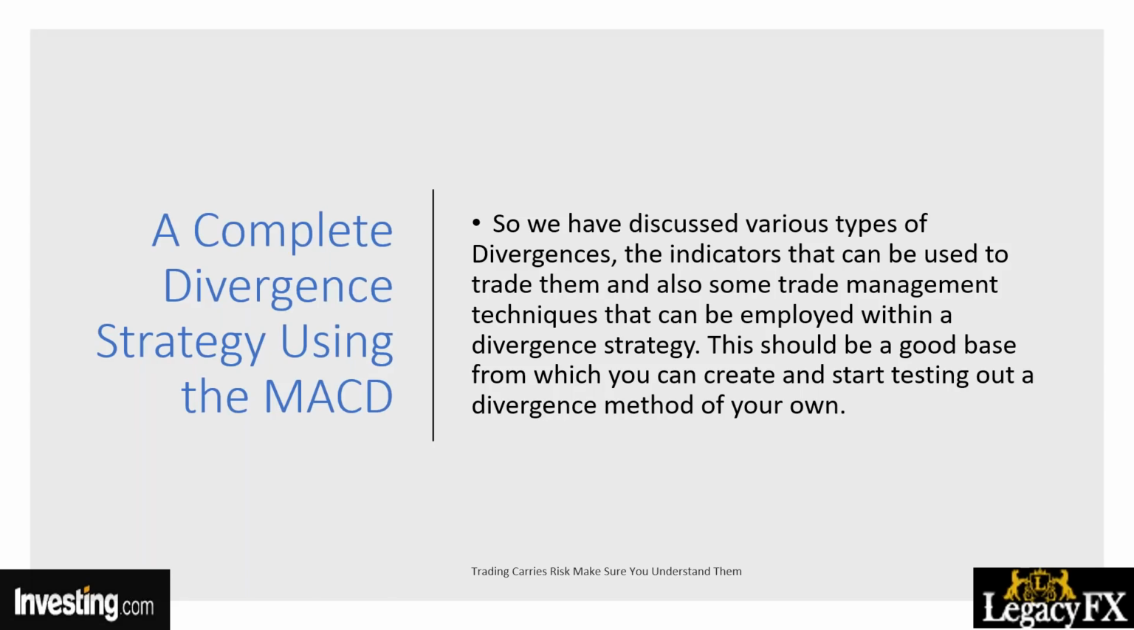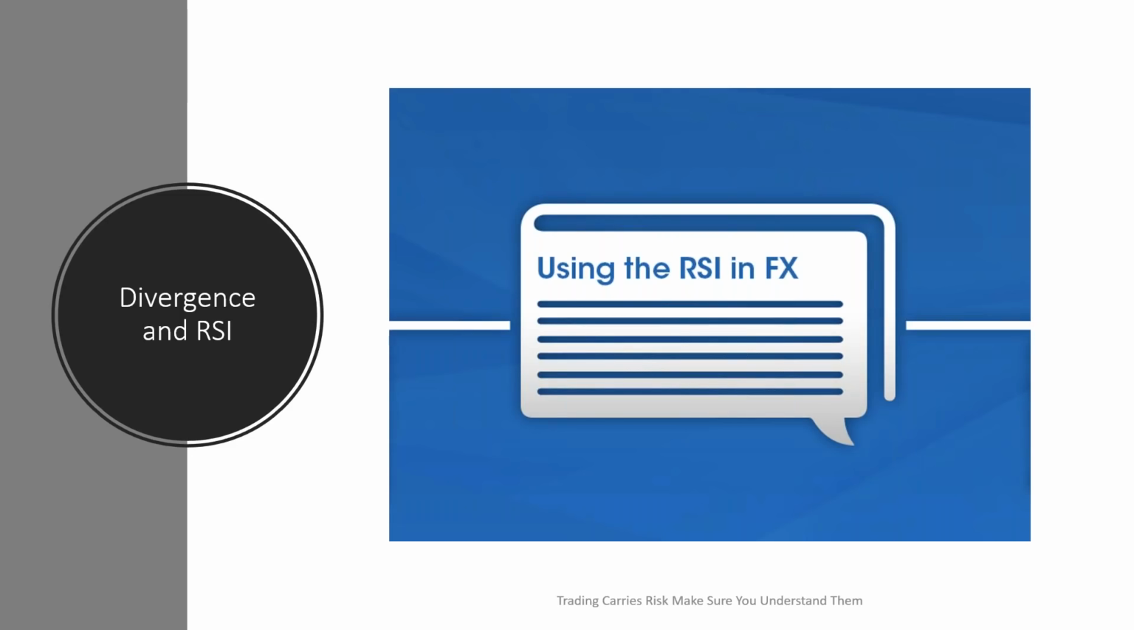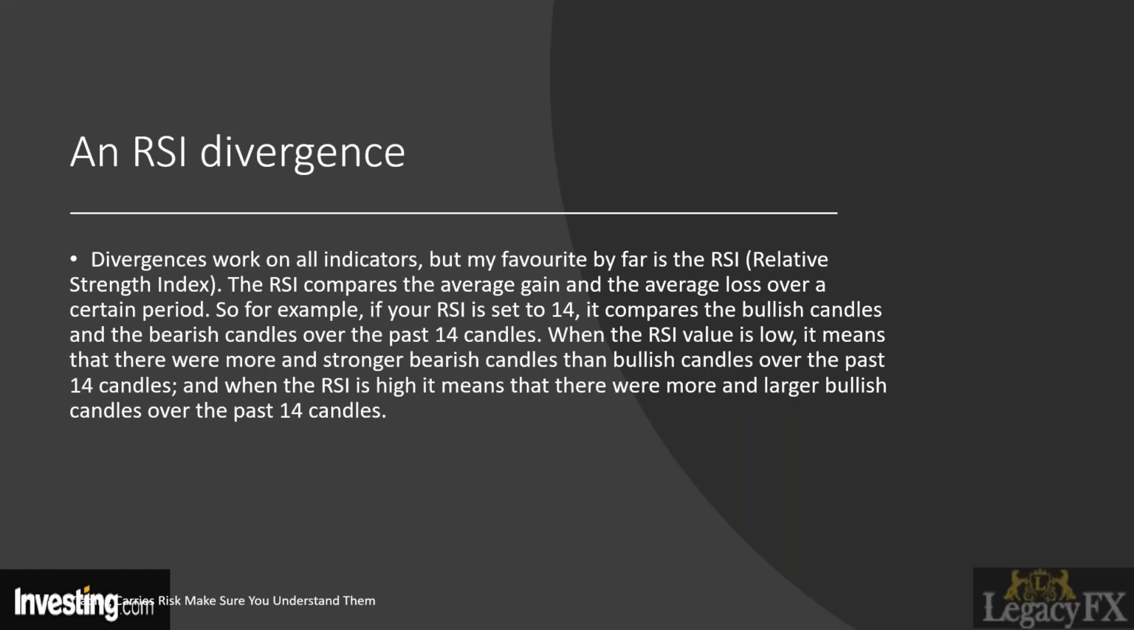So we discussed various types of divergence, the indicator that can be used to trade them all, and also some trade management techniques that can be employed within a divergence strategy. This should be a good base from which you can create and start testing out a divergence method of your own. Now, in the handout and also in the presentation, we discussed using MACD with RSI, and they are a very, very good combination.